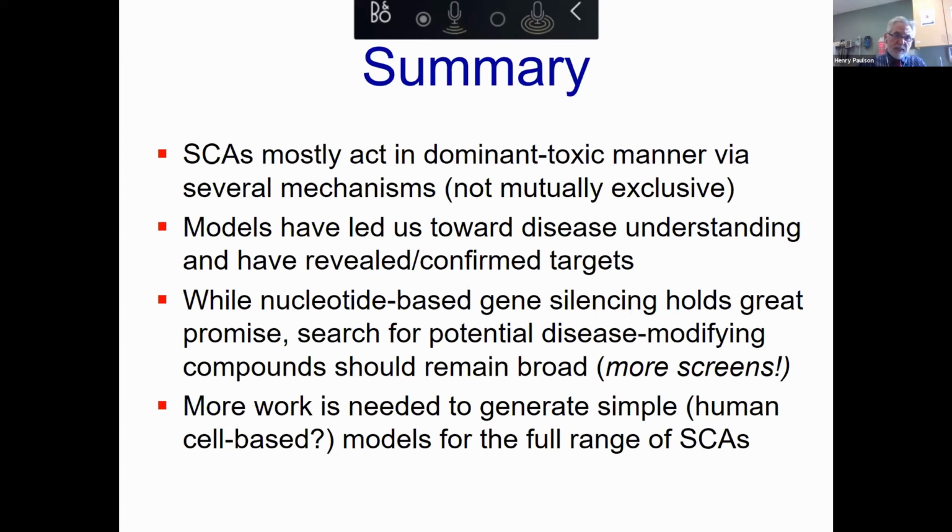And I think finally, and this is the most important point I'll say, more work is needed to generate simple human cell-based models for the full range of SCAs so we can expand this beyond where we are currently.